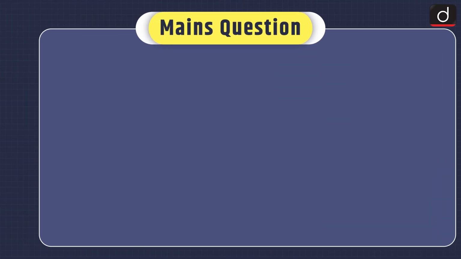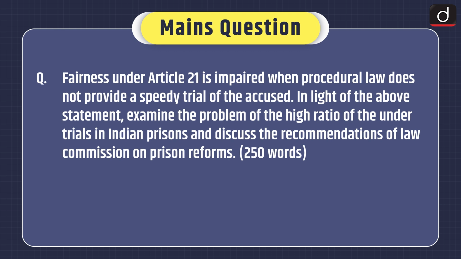And now mains question. Fairness under Article 21 is impaired when procedural law does not provide a speedy trial of the accused. In the light of the above statement, examine the problem of the high ratio of the under trials in Indian prisons and discuss the recommendations of Law Commission on Prison Reforms.